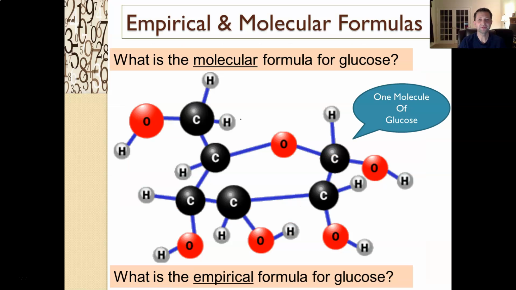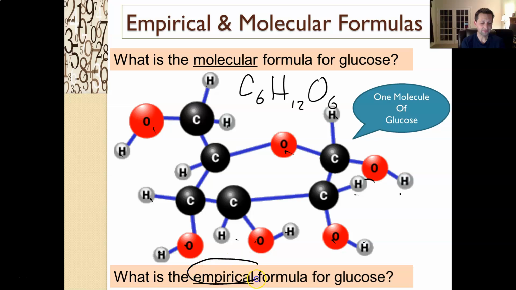Here's a perfect example. So we're looking at glucose. Here is the molecular structure of a molecule of glucose, I should say. So we have how many carbons? 6, right? C6, H, how many hydrogens? 1, 2, 3, 4, 5, 6, 7, 8, 9, 10, 11, 12. O6. 1, 2, 3, 4, 5, 6. All right? So the molecular formula is how many atoms are in the molecule. Easy. C6H12O6 is the molecular formula.